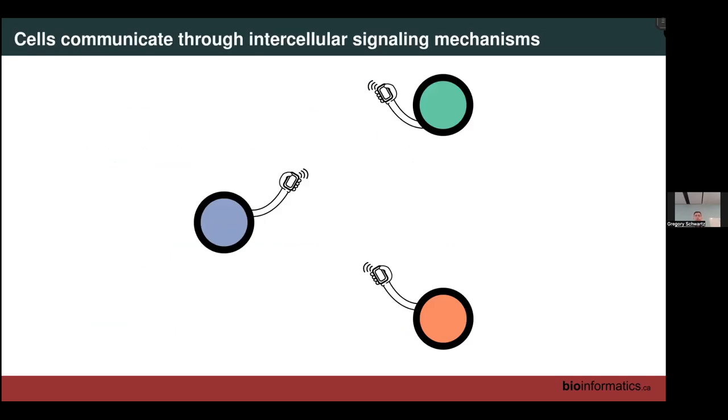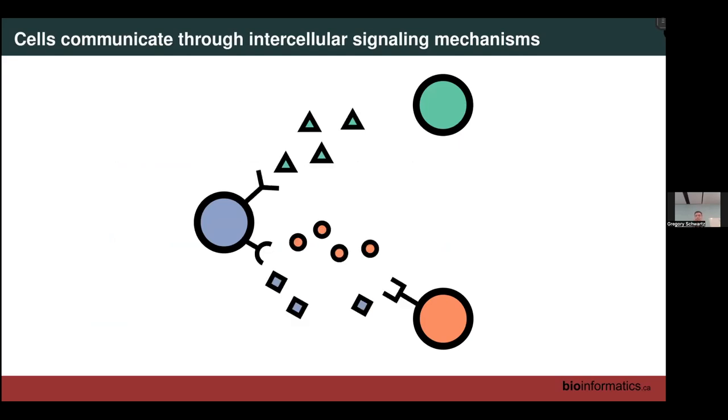So how do cells communicate? There's a variety of different kinds of mechanisms. It's not through cell phones. It's generally through ligand receptor pairs.